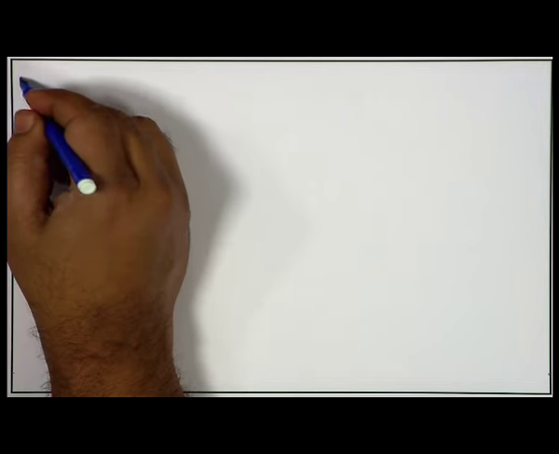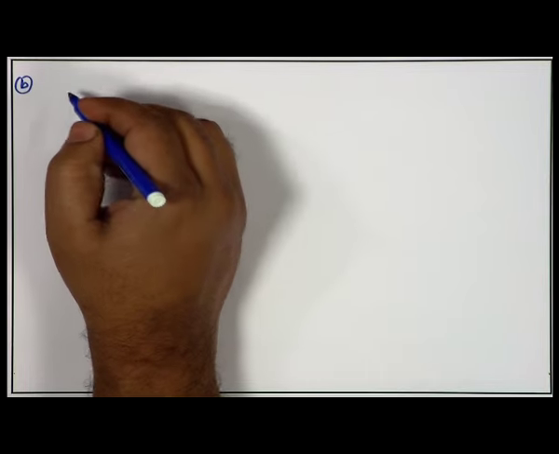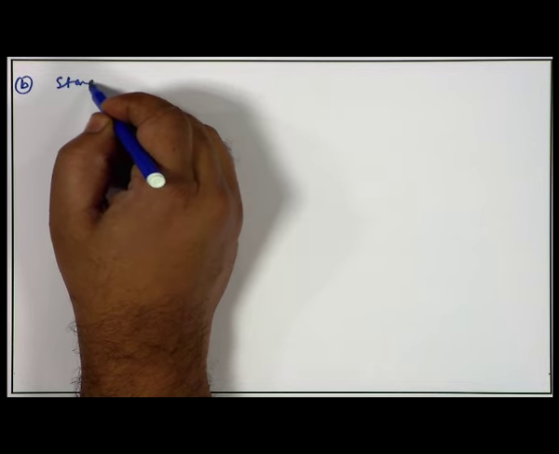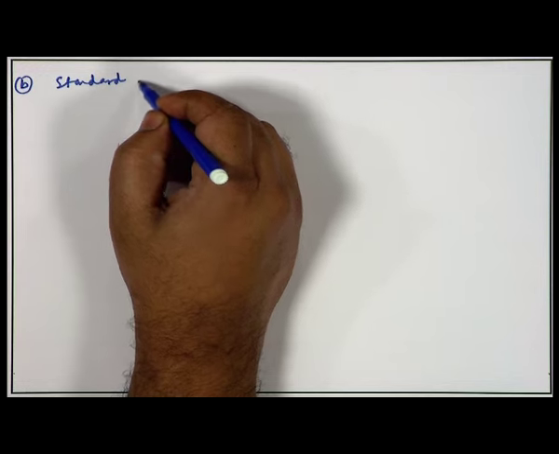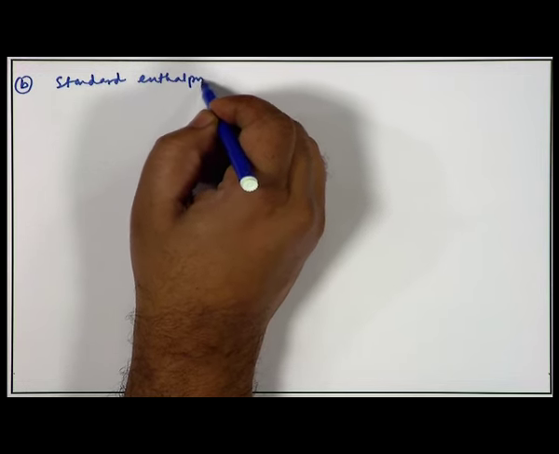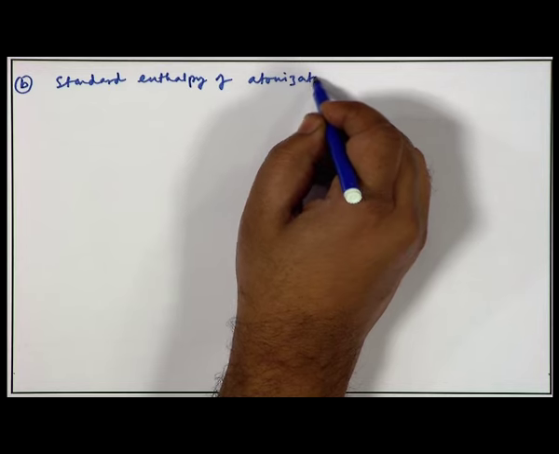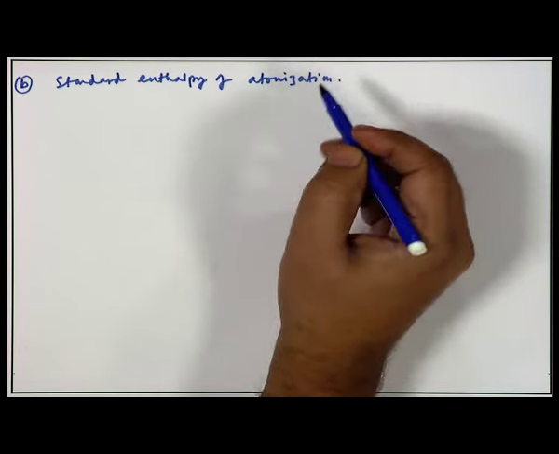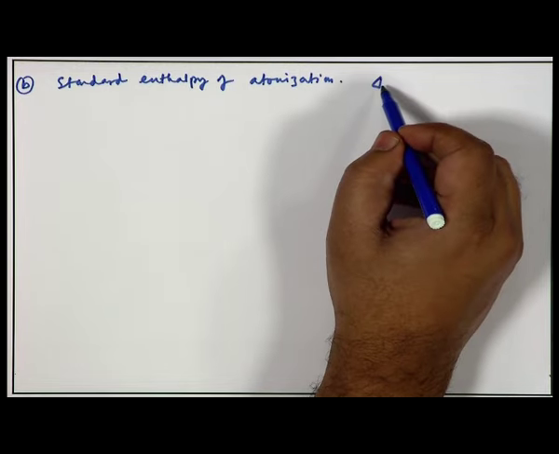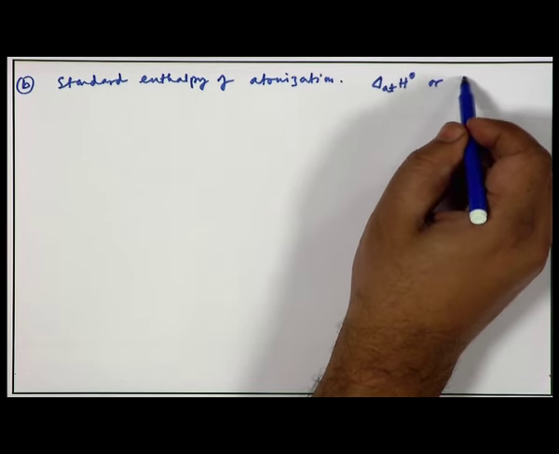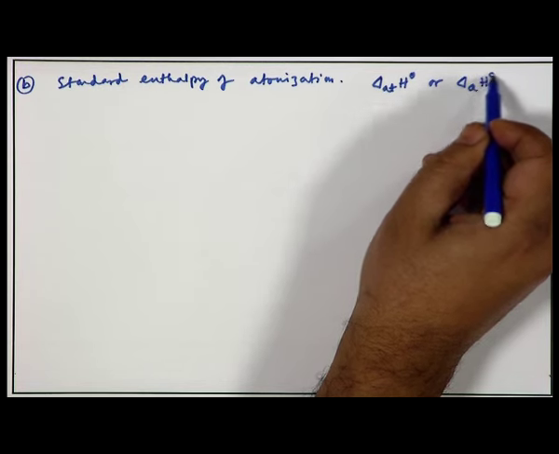So, we talked about standard enthalpy of combustion. Now, we move to the next process, which is atomization. So, we will talk about standard enthalpy or heat of atomization. The symbol is delta H atomization naught, or sometimes it is just written as A.